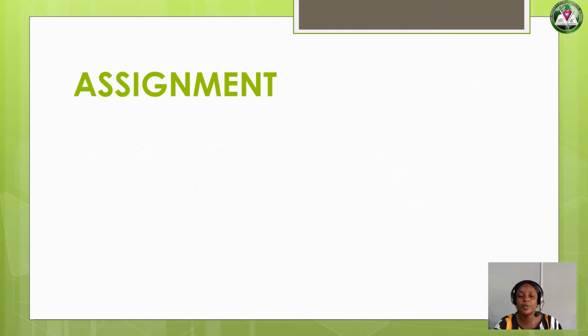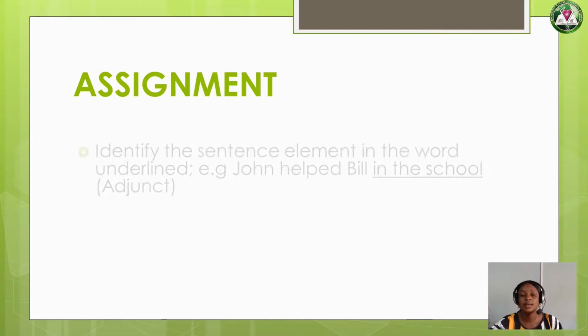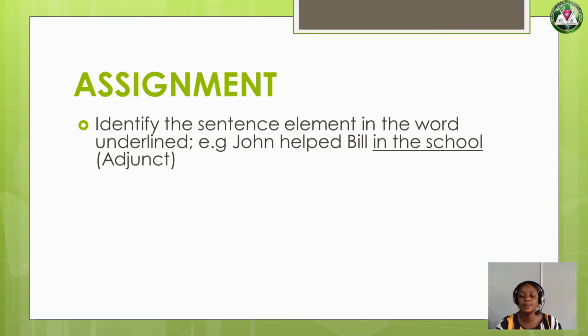As a way of summary, we've discussed SVCOA. It is quite a lengthy topic, but because of the nature of our lesson, I've tried to make it quite brief so that you can understand it easily. Now we have the sentence elements as SVCOA. S is the subject, V is the verb, C is the complement, O is the object, and A is the adjunct.